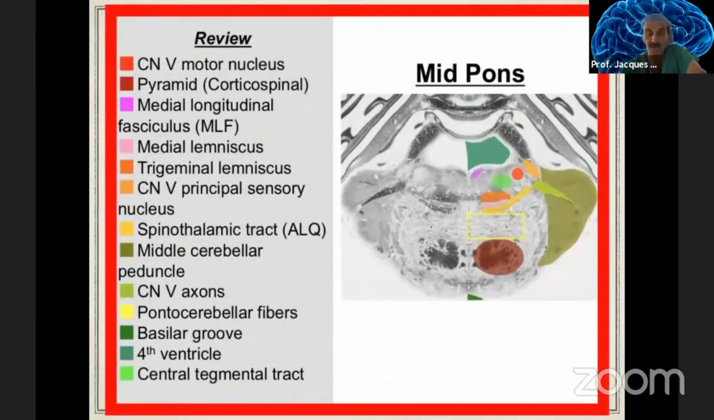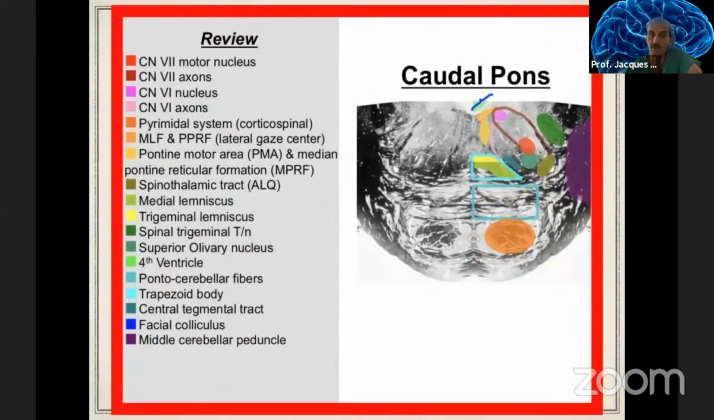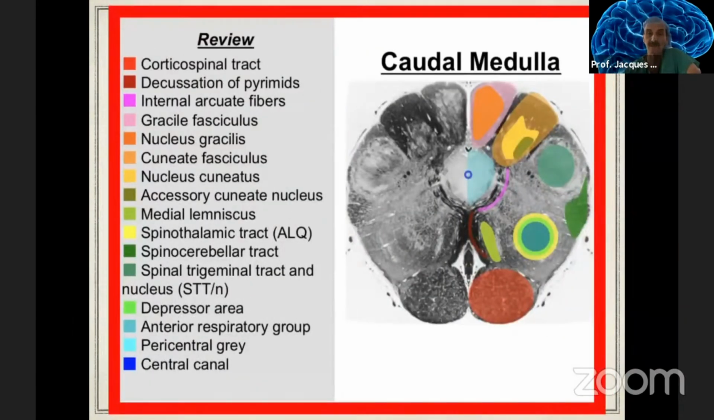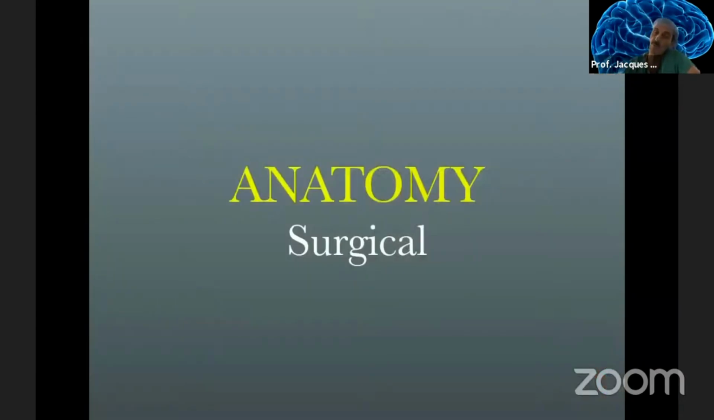The pons, you can see that the pons is a bit more forgiving because there are more so-called safe entry zones. This is a caudal pons. This is a rostral medulla, tough area, very dense with important structures. This is a caudal medulla. This was pure anatomy.